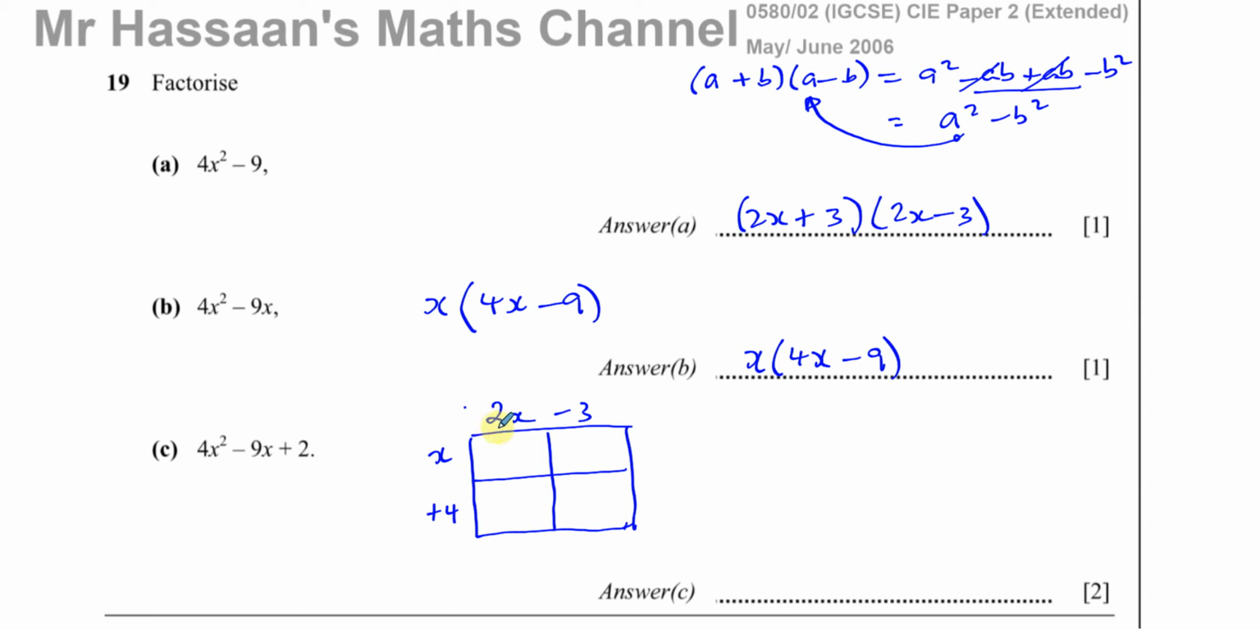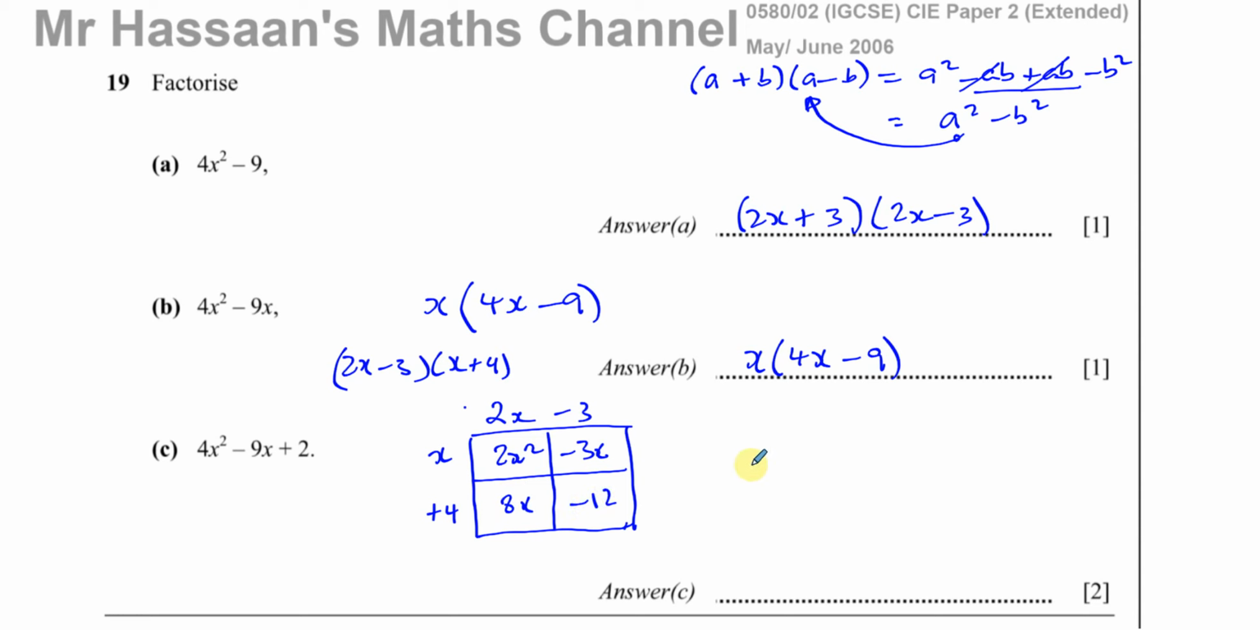So if we expand 2x minus 3 times x plus 4, each of these little blocks on the right represents a little rectangle. So for example, if I want to find the area of this rectangle, it's going to be 2x times x, which is 2x squared. And this is going to be minus 3 times x, which is minus 3x. And this block here is 2x times 4, which is 8x. And this little block here is 4 times minus 3, which is -12.